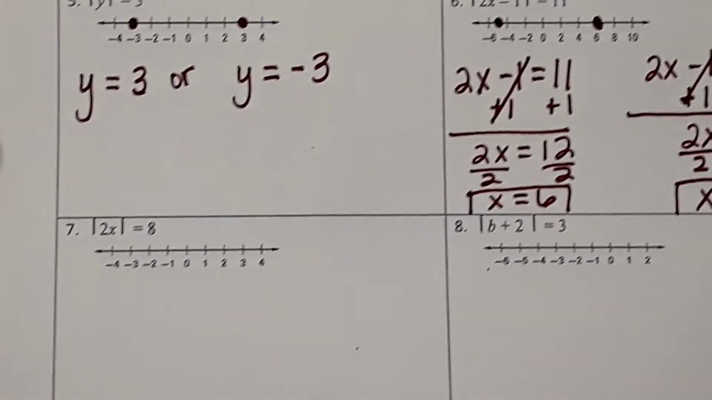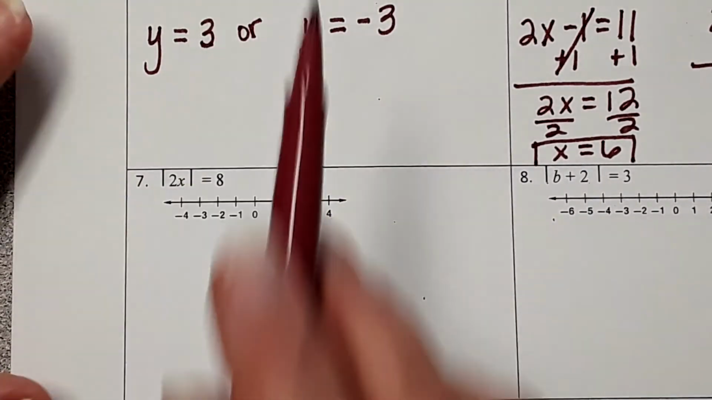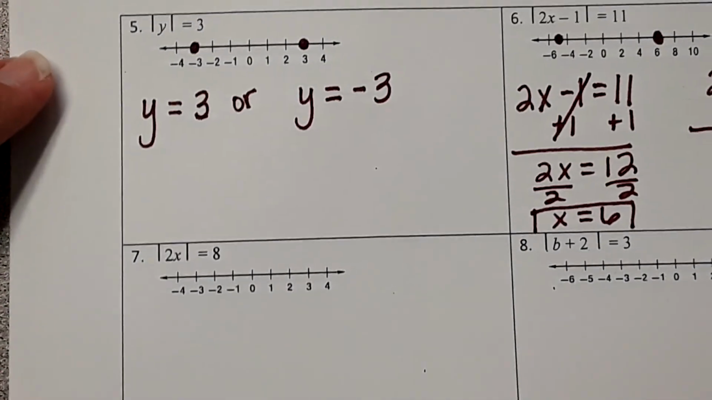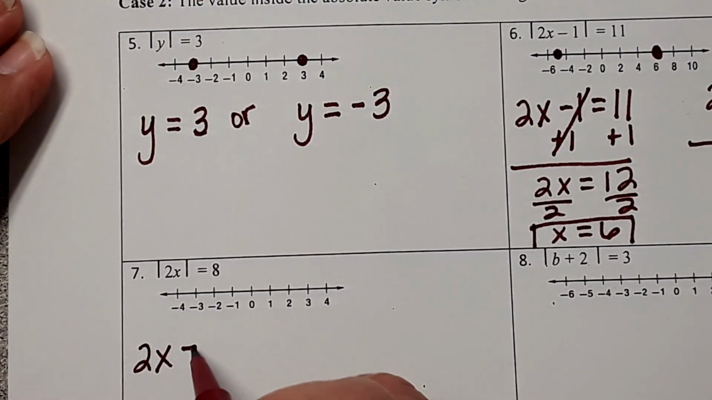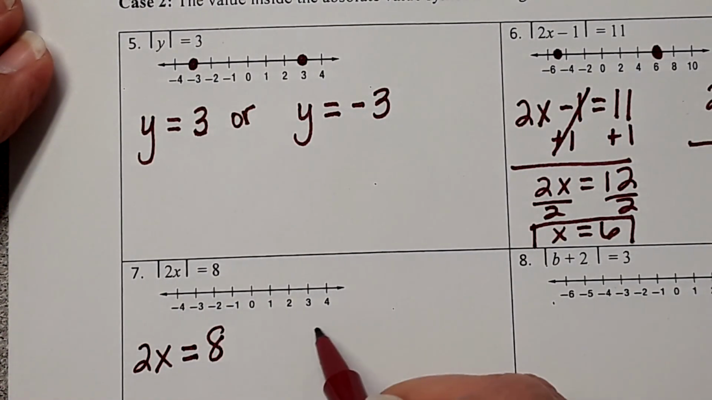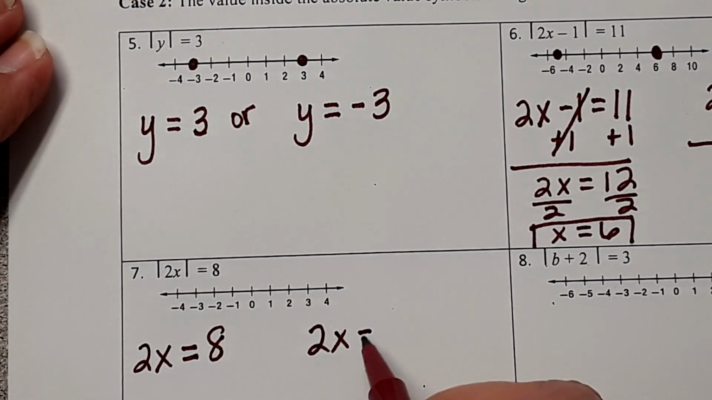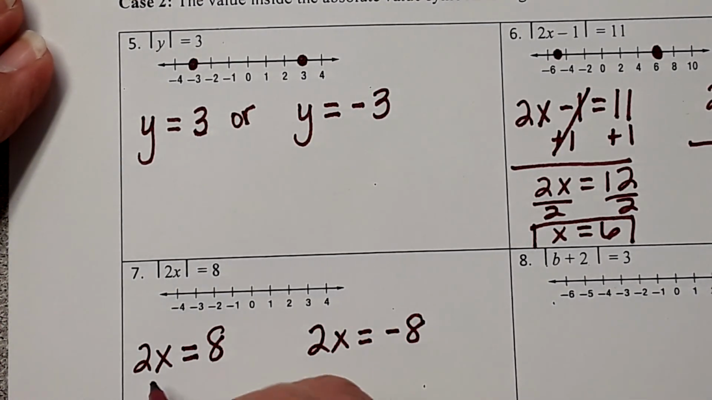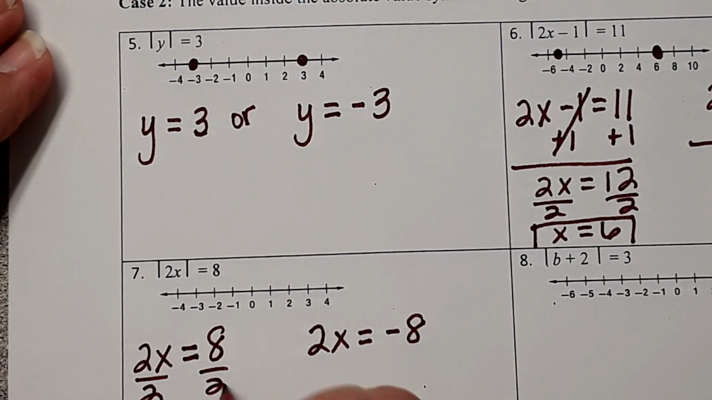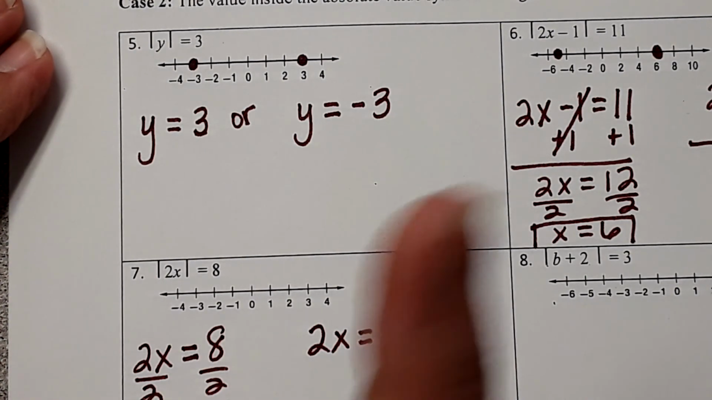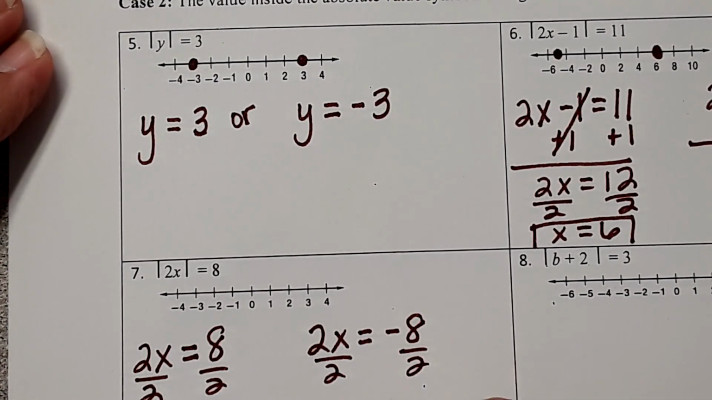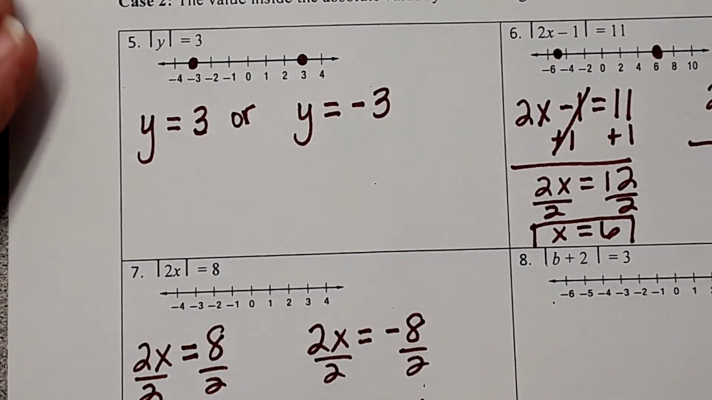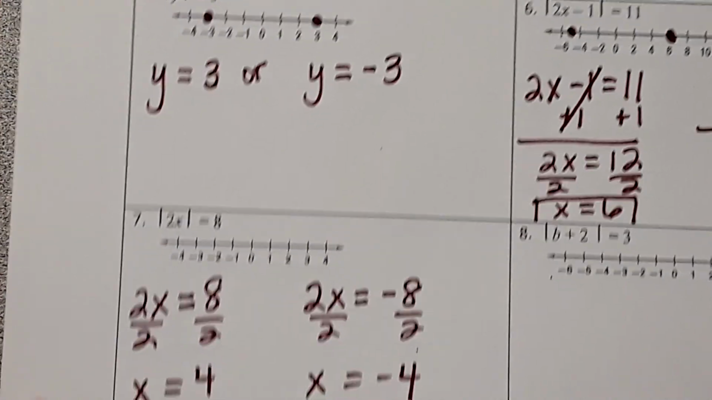Okay, so let's do number 7. Number 7's a lot like number 5. So we're going to write 2x equals what? 8, and then we're going to write 2x equals negative 8, and then we're going to solve. You get 4. What do you get? You get 4, and negative 4. Those are my favorite. I love when they're the same.